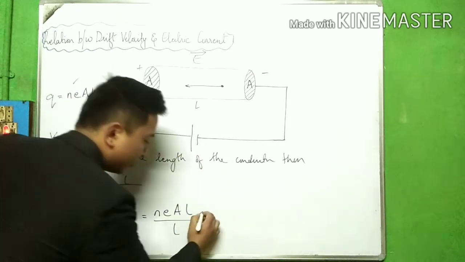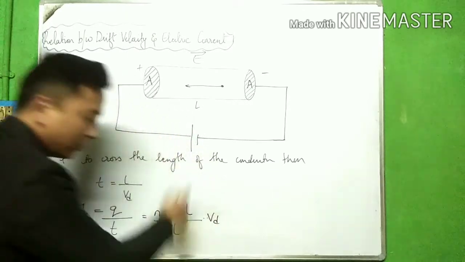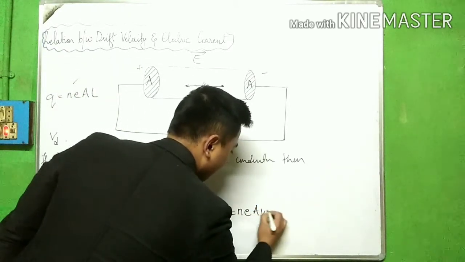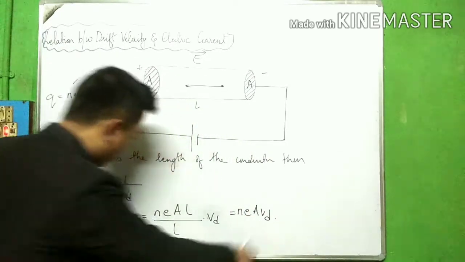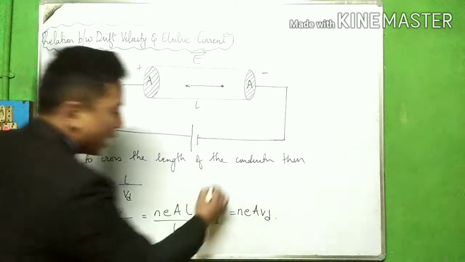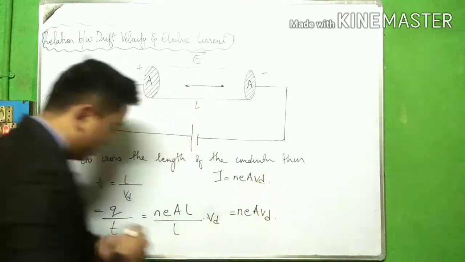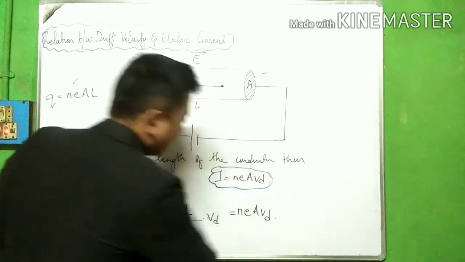So Vd goes up. So L and L got cancelled. So I write I equals N e A Vd. So this is the relation between drift velocity and electric current. So I is equal to N e A Vd.